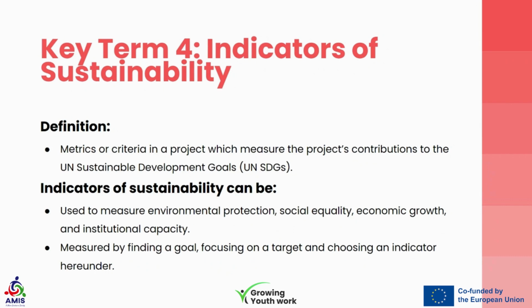The UN SDGs are divided into 17 goals, and under each goal are several measurable targets. Under each of these targets, one or several indicators can then be found. These indicators can be used to measure a project's contribution to the achievement of the goals.